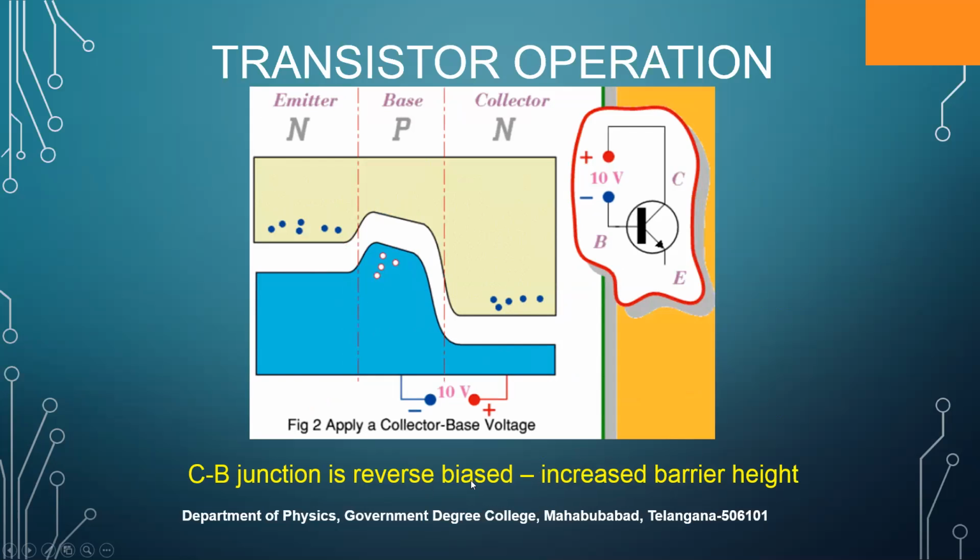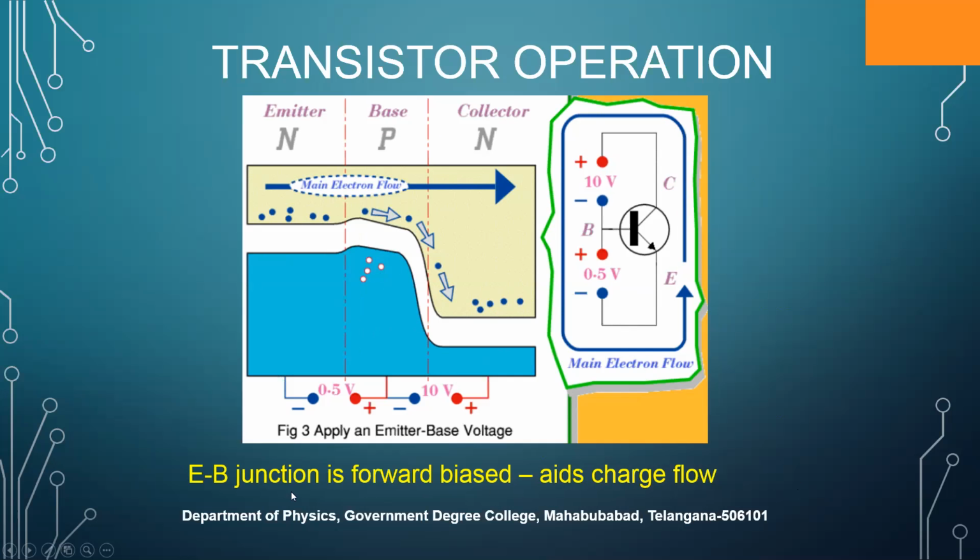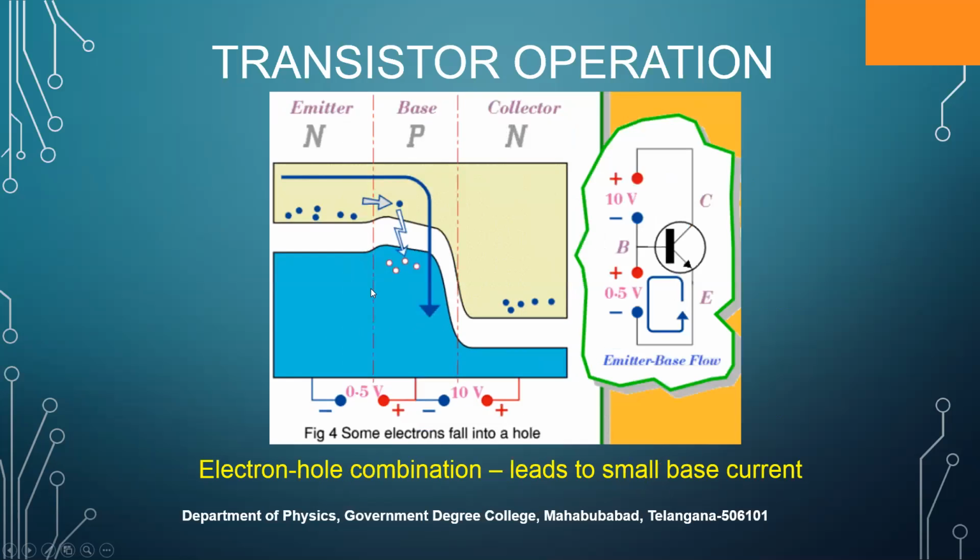So here the collector base junction is reverse biased, which increases the barrier height. Whereas here the emitter base junction is forward biased. Here the collector base junction is reverse biased. That's why charge flow happens very easily. Here we have to remember one thing. Here electrons flow from this side to this side.